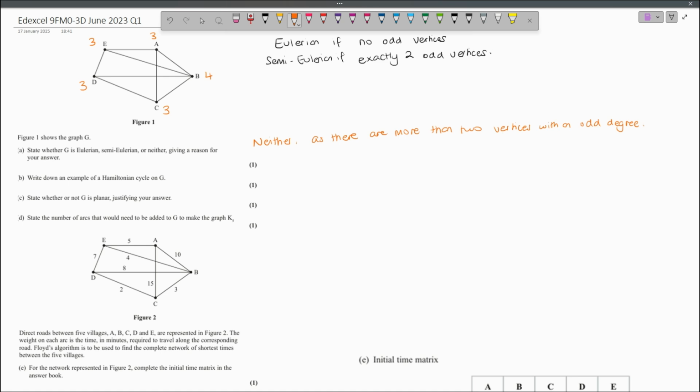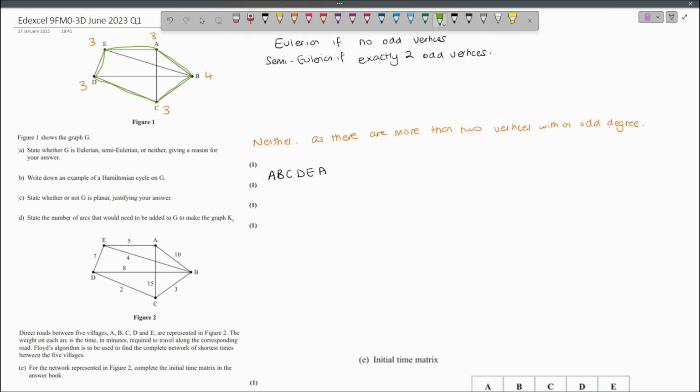Okay, we're asked to write down an example of a Hamiltonian cycle on our graph. So a Hamiltonian cycle is a cycle or a path that goes through every vertex exactly once and back to the starting vertex. So one example that I have is going to be A, B, C, D, E, A. We're starting at A, I'm going to use a green pen for this. Starting at A, going to B, then to C, then to D, then to E, and back to A.